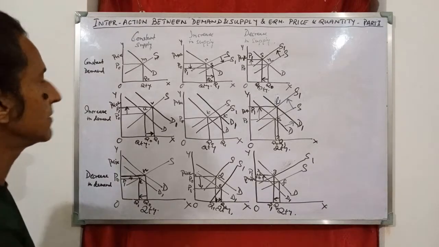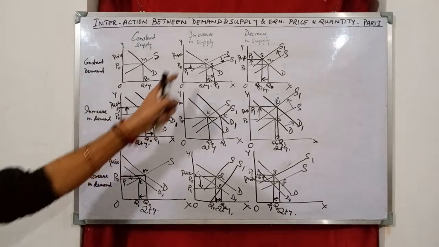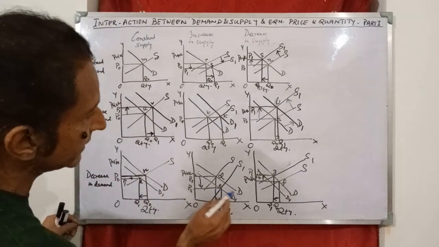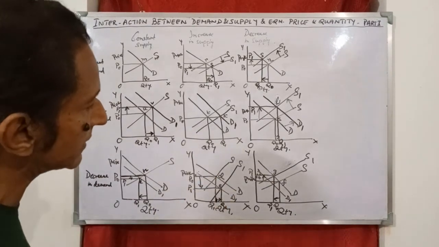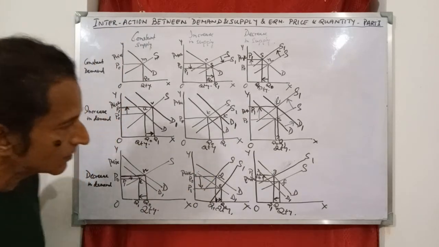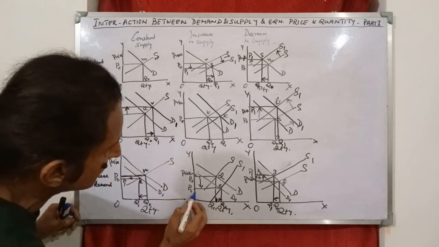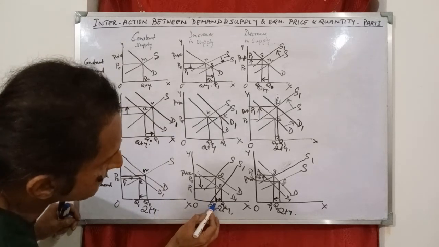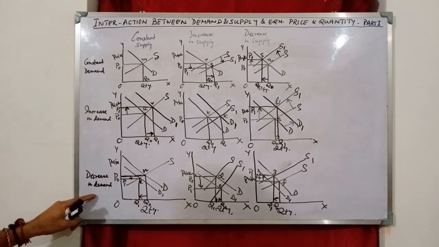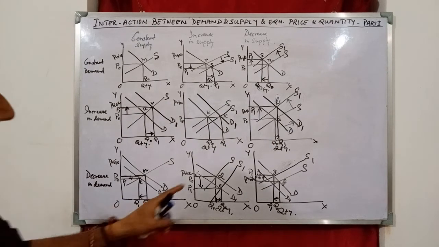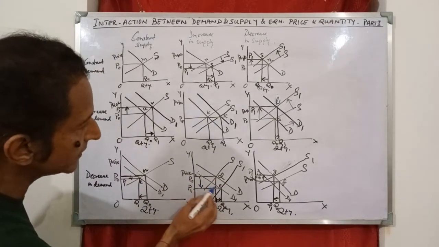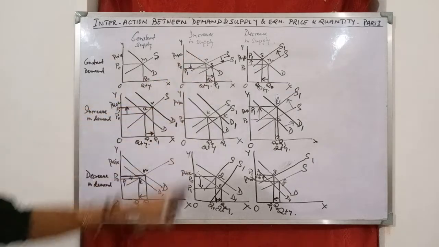And here, decrease in demand and increase in supply. D and S are the original demand curve and supply curve respectively and both intersect at point D. So equilibrium price is P sub O and equilibrium quantity is Q sub O. As demand decreases, the demand curve will shift parallel leftward. Let the new demand curve be D1 and supply increases.